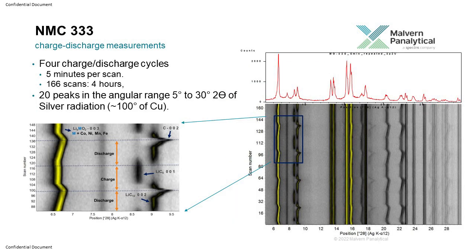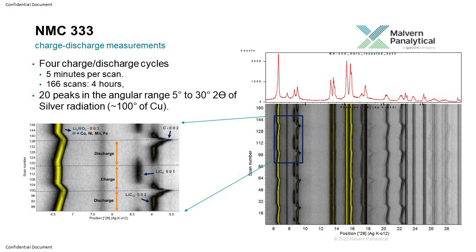This is an example of an in operando charge discharge cycle. So here, this is NMC 333. This was a pouch cell about 5 millimeter thick. Every scan is 5 minutes, and we did 4 charge discharge cycles here. And it took about 4 hours. So 0.1 C rate.